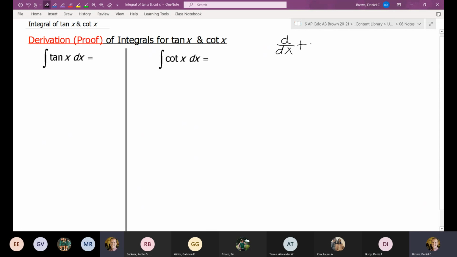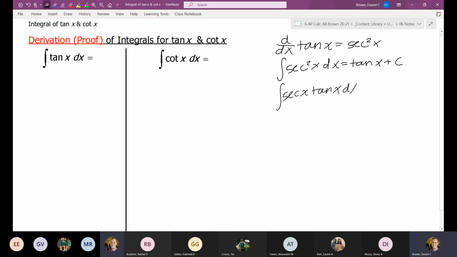We know that the derivative of tangent is equal to secant squared. We have an integral of secant squared, which is equal to tangent x plus c. So that's a rule. We also know that the derivative of secant is secant tangent. Those are three rules we have, two from integrals and one from derivatives. What we don't know right now is how to integrate tangent.